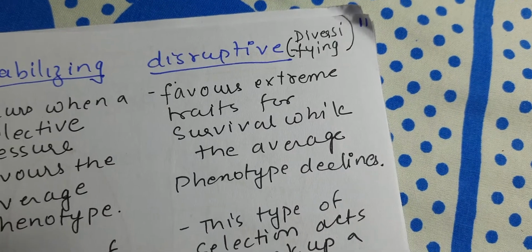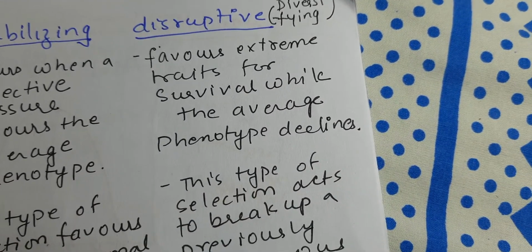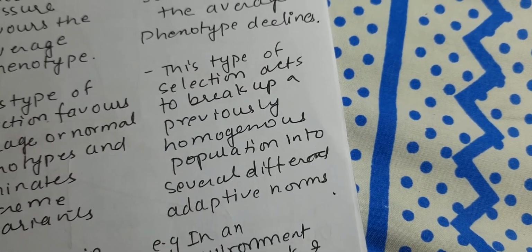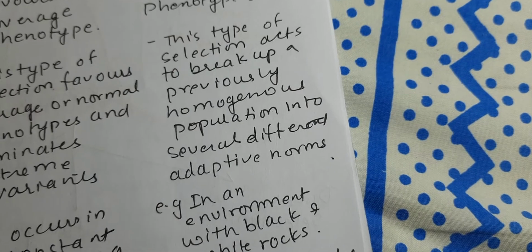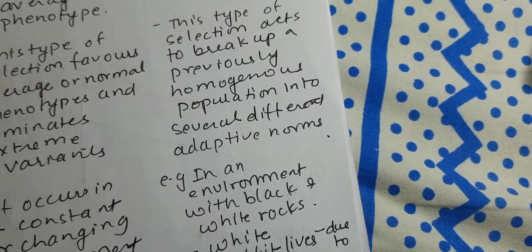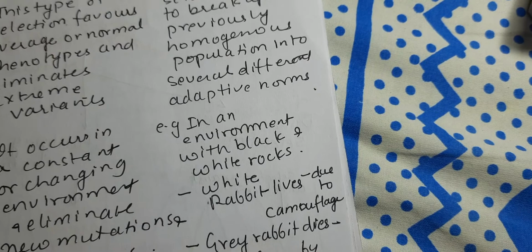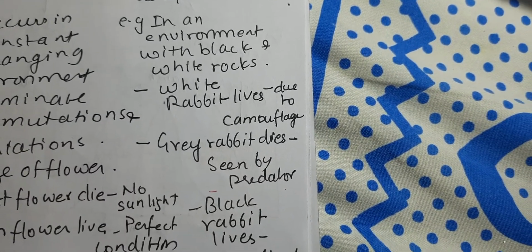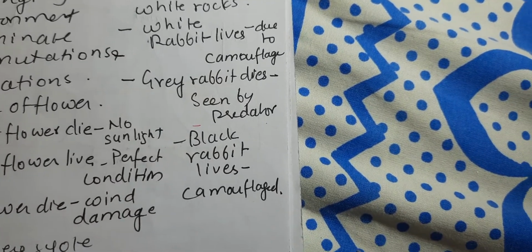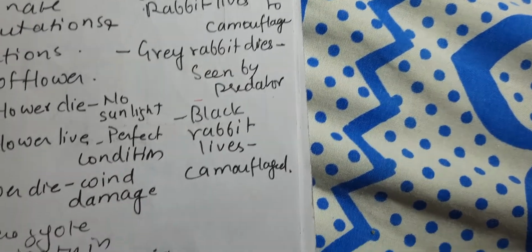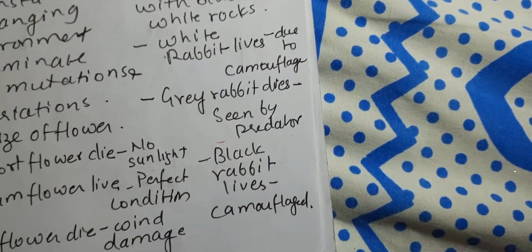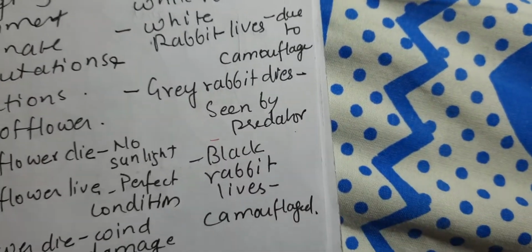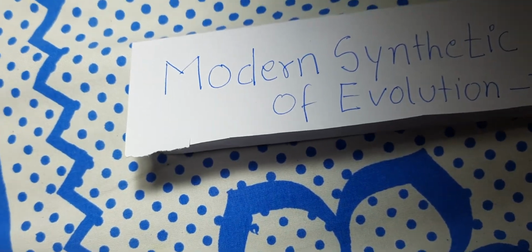Now, disruptive or diversifying selection favors the extreme traits for survival, while the average phenotype declines. This type of selection acts to break up a previously homogeneous population into several different adaptive norms. In an environment with black and white rock, the white rabbit lives due to camouflage, the gray rabbit dies as it is seen by predators, and the black rabbit lives due to camouflage. So the middle one is not surviving. The extremes, white and black, are surviving. This is called disruptive selection.